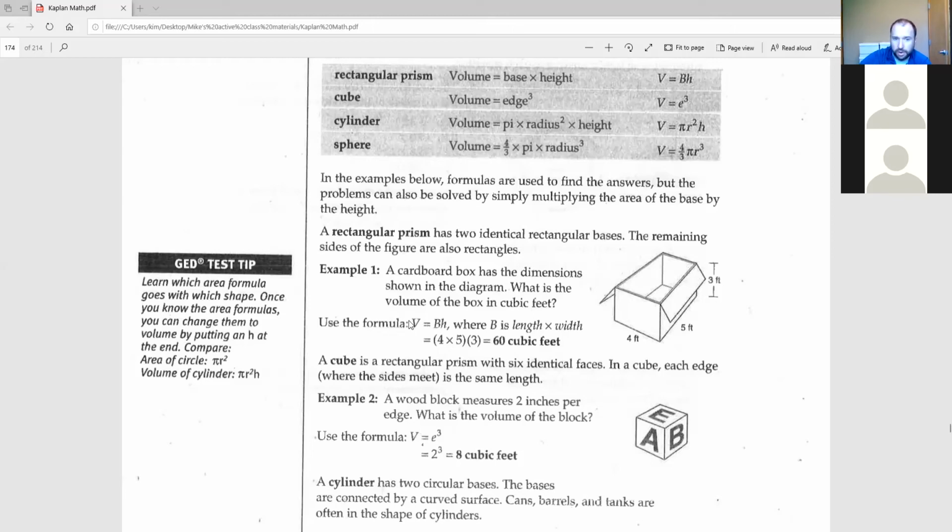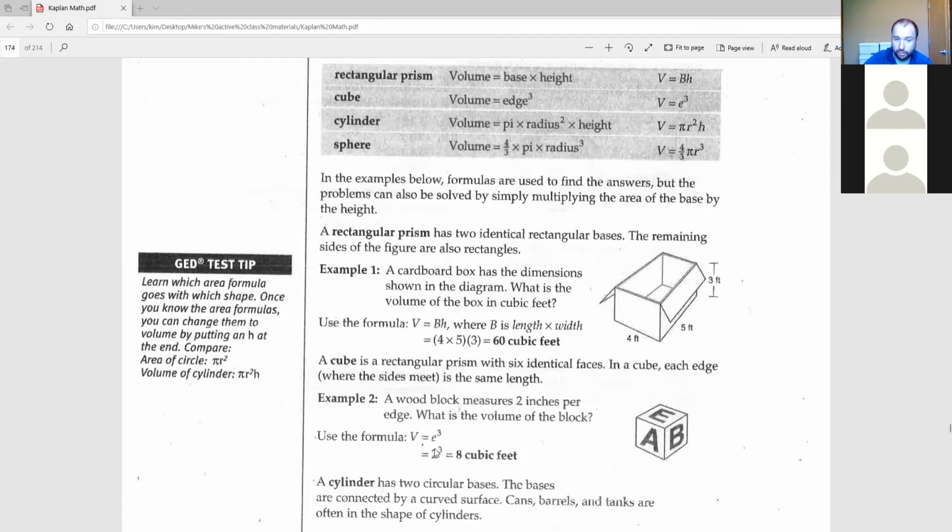So this one up here uses area of the base times height, or length times width times height, and we just do 4 times 5 times 3. Down here, example 2 says a wood block measures 2 inches per edge. What is the volume of the block? In other words, every one of those sides is 2 inches long. And it says use the formula V equals e to the third.